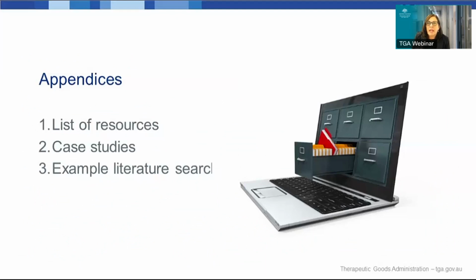To assist understanding and use of the guidance, we have provided a number of hypothetical case studies in Appendix 2. There's also a detailed example of a literature search showing both systematic and non-systematic search strategies and the best practice way to document the searches. That's included in Appendix 3.